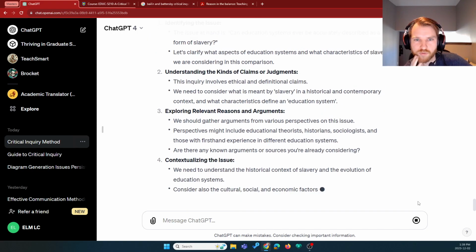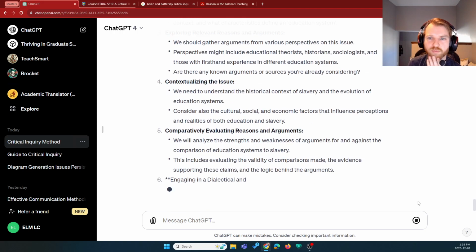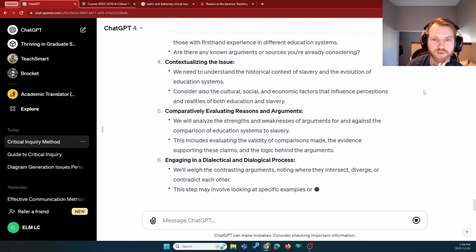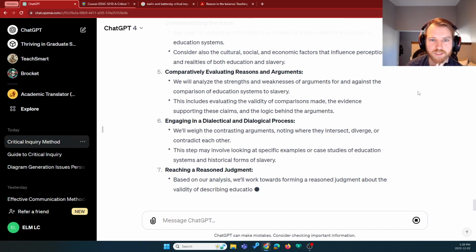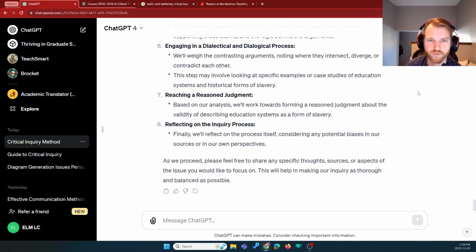Hmm. Okay, so I was kind of expecting it to just go step by step, and so maybe I'll clarify that afterwards. But maybe it might just be giving me an overview of each step before we get started. Yeah, it does seem like it's taking me through the full process. So as we proceed, feel free to share any specific thoughts, sources, or aspects that you would like to focus on.